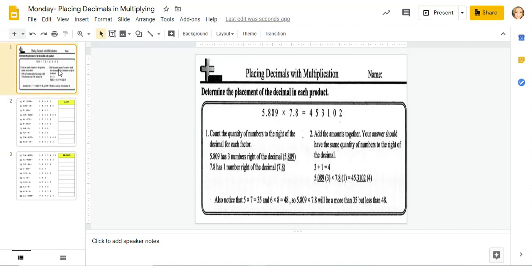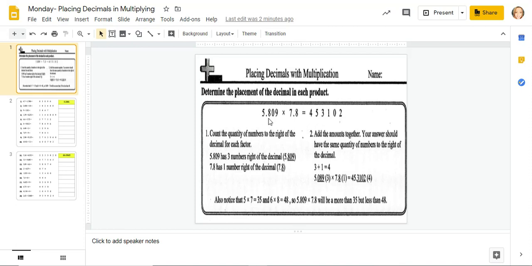However, the lesson here says placing decimals and multiplication. I'm going to assume that you've already watched my video on how to do this. But just to recap, determine the placement of the decimal in each product. And that's all you're doing for this assignment, guys. On 1 through 20, you're literally just figuring out where to put the decimal. They literally give you the answer, the product, over here.